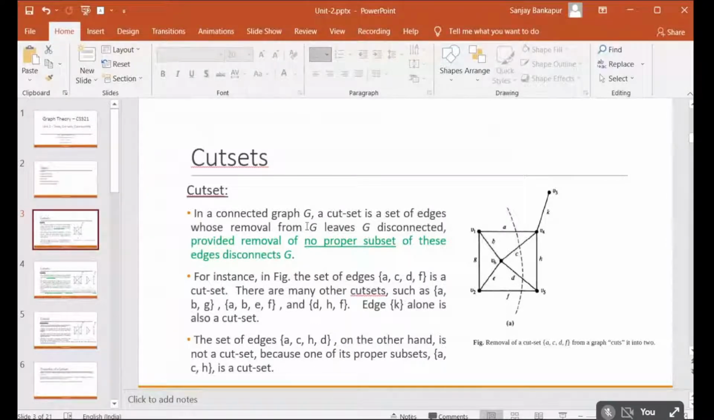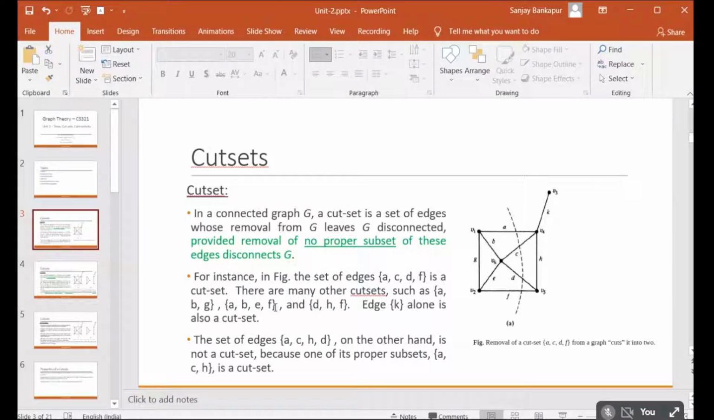We'll see an example with the given graph. How many cut sets are there? There can be many cut sets. For instance, ACDF is a cut set. There are many other cut sets such as A, B, and G. A is here, B is here, and G. So on removal of these 3, V1 will become a separate vertex without any edges, and the rest of the vertices, that is 4 vertices, will become one more graph. So the graph becomes disconnected.